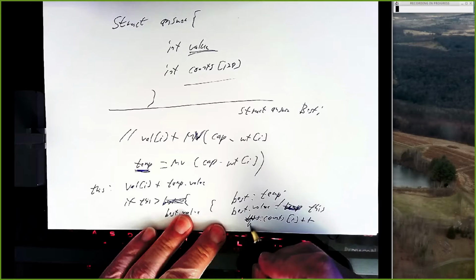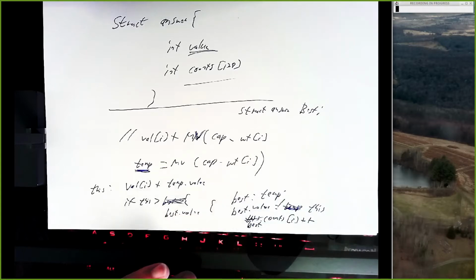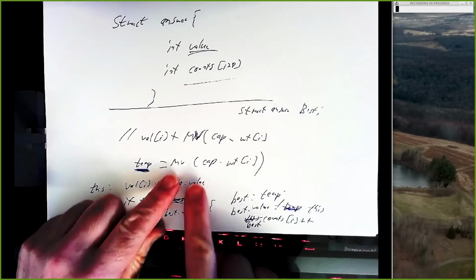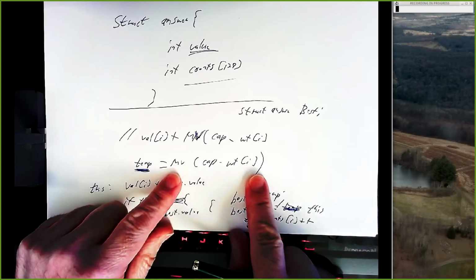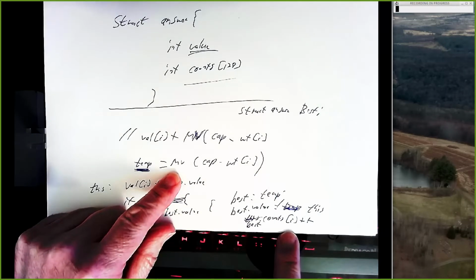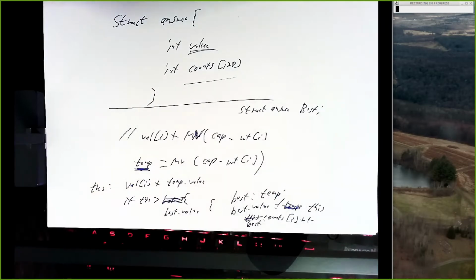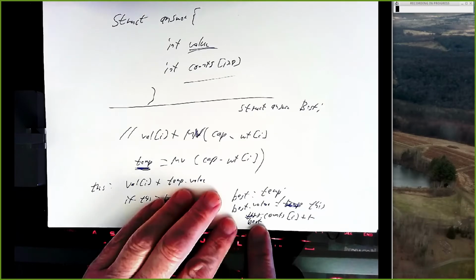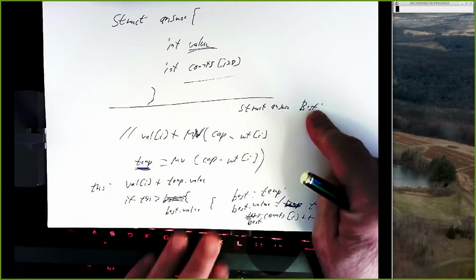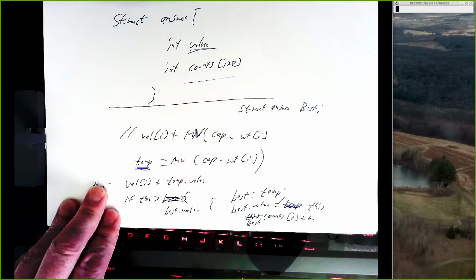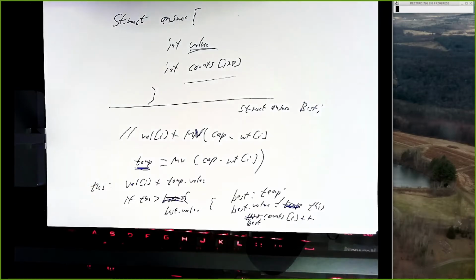Sorry, best. So your best answer, which has the item counts to get this max value, just bump up the count of item I if that's where you are in the loop. And now best is telling you how many items you take to get best dot value, which is the best value you found so far. So something like that.